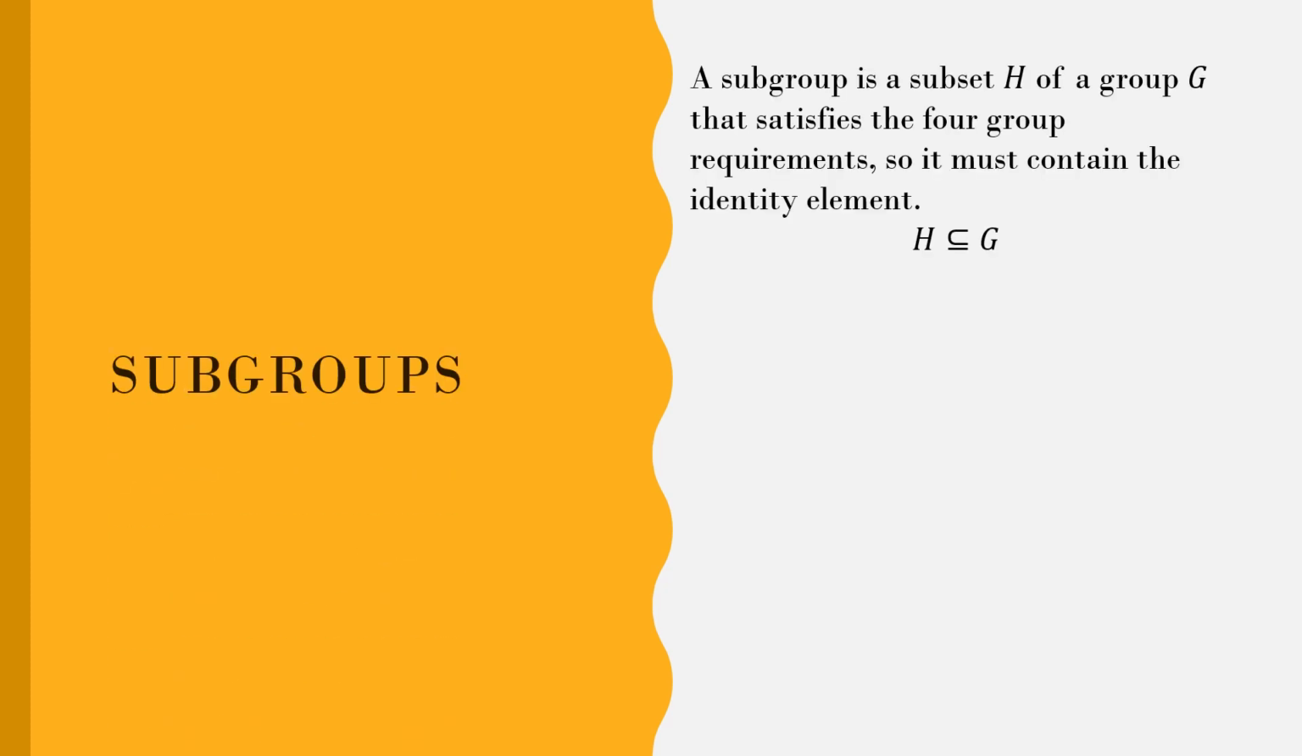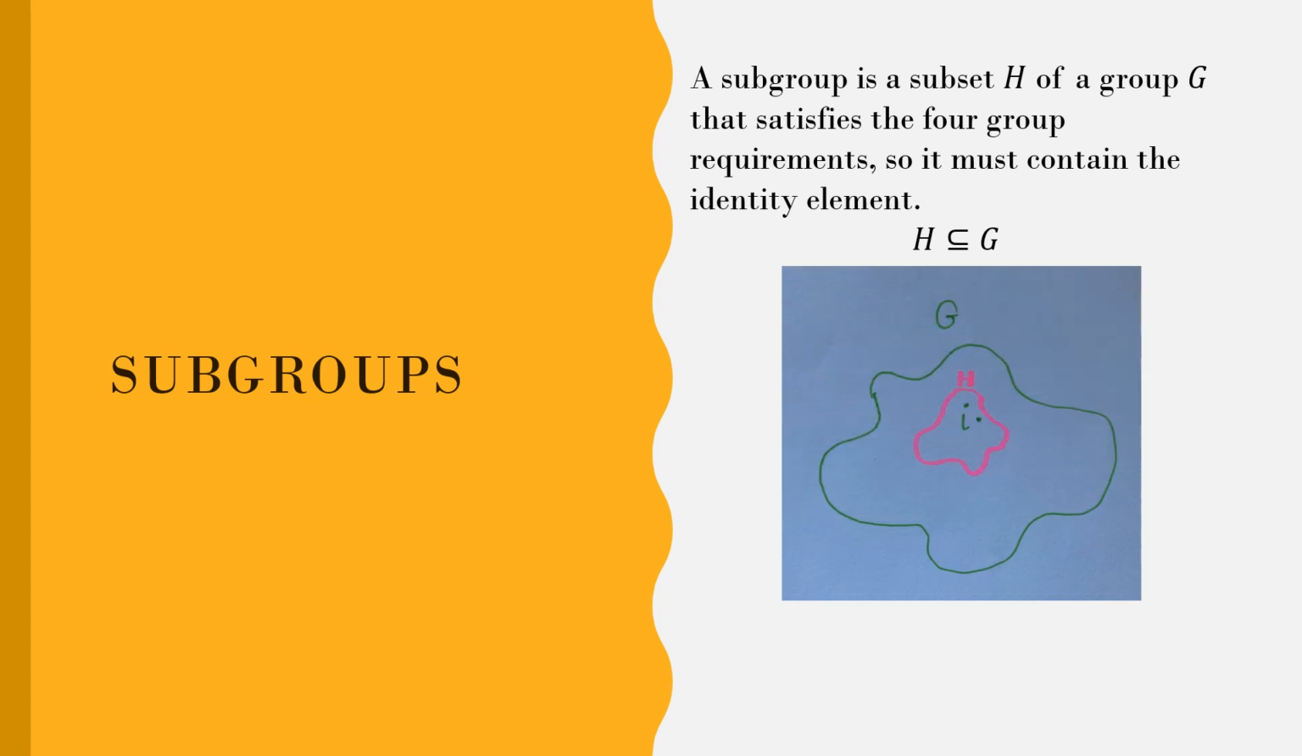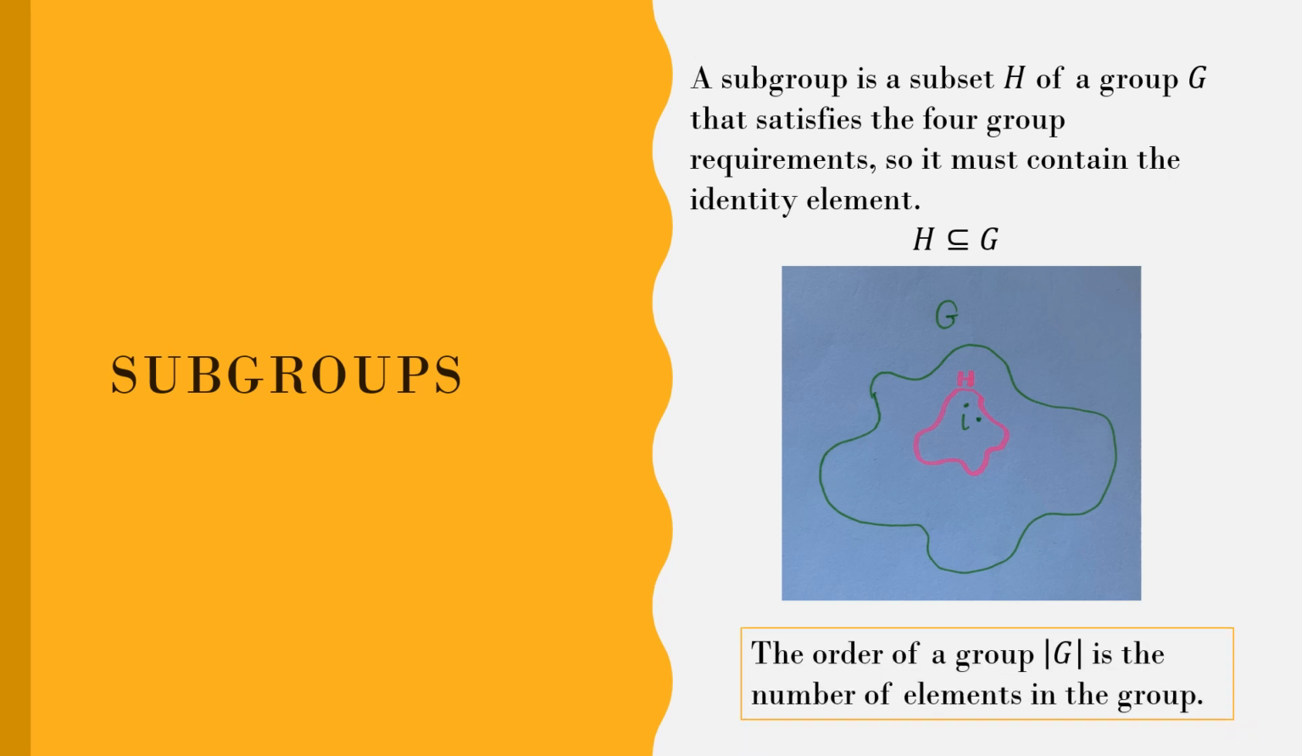A subset H of G forms a subgroup if H also forms a group under the same binary operation, following the group axioms. The trivial subgroup is the group containing just the identity element.